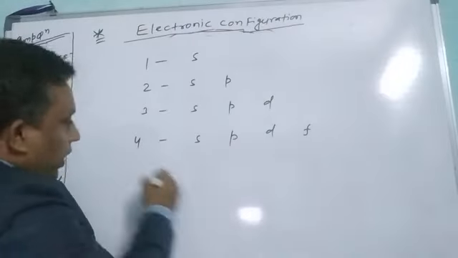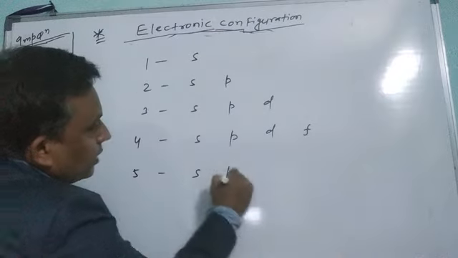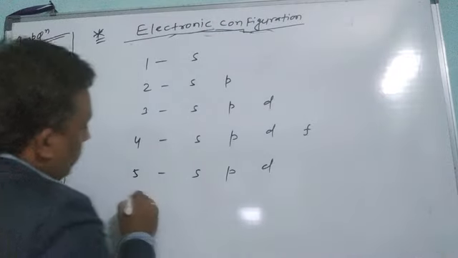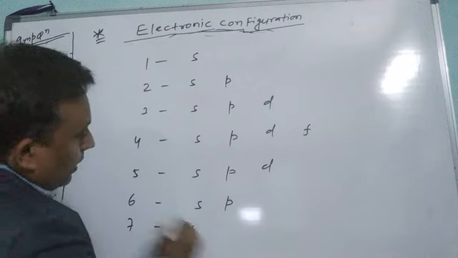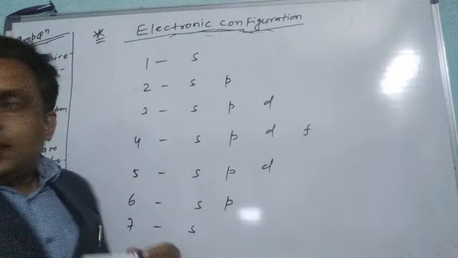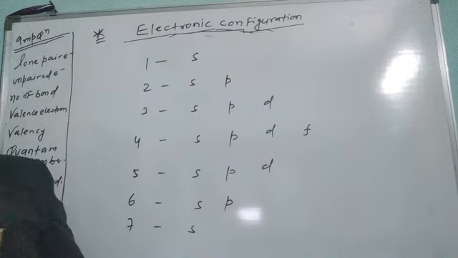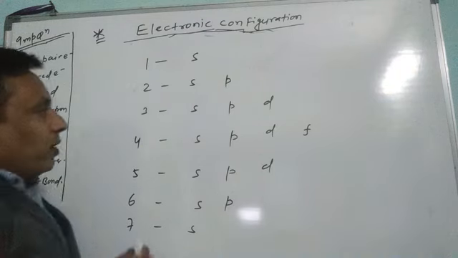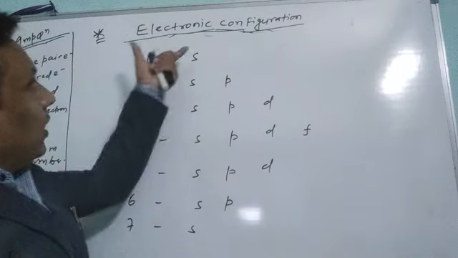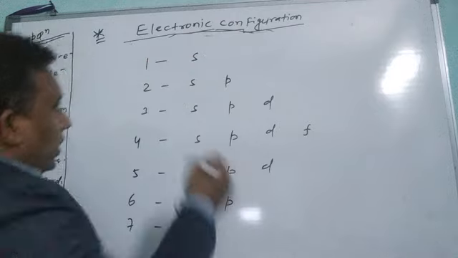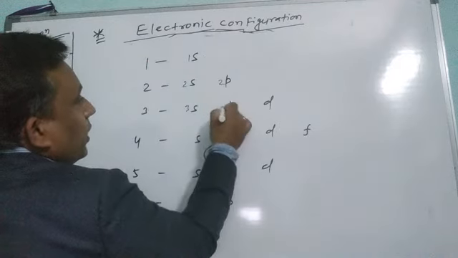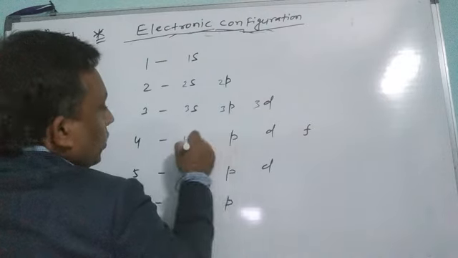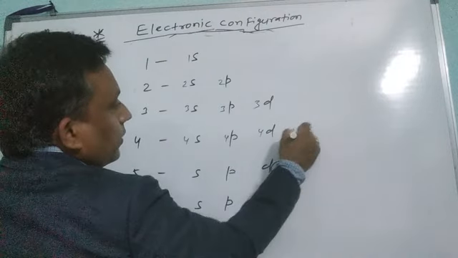Fifth, S, P, D. Sixth, S, P. Seventh, S. This is the common way of writing electronic configuration. This is first S, 2, 2, 3, 3, 3.